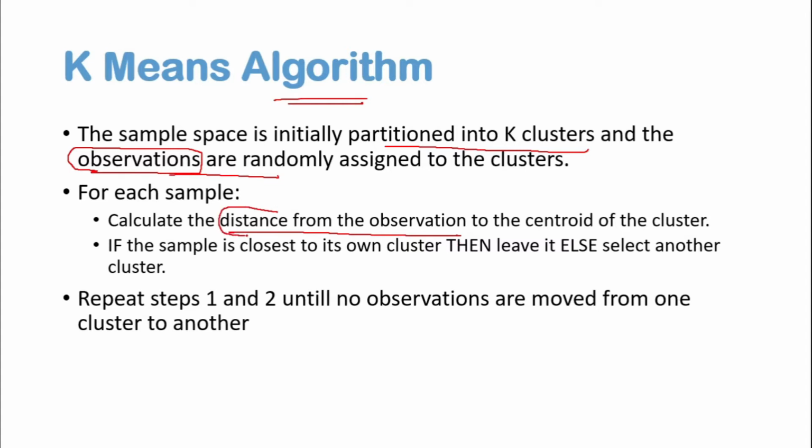Here we have multiple choices for distance calculation. We choose Euclidean distance. We'll look into it in the next slide. From the observation to the centroid of the clusters. What is the centroid of the cluster? We'll look in the next few slides. If the sample is closest to its own cluster, then leave it, else select another cluster.